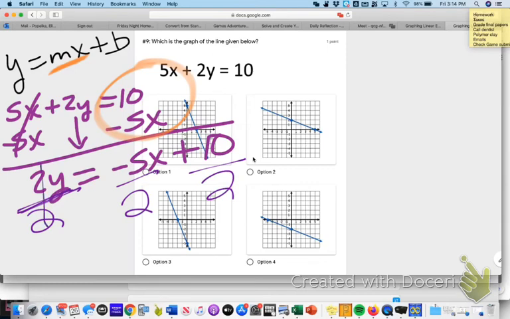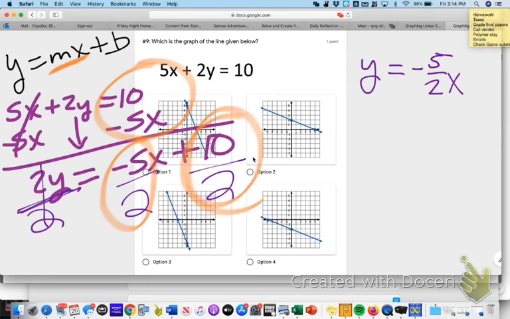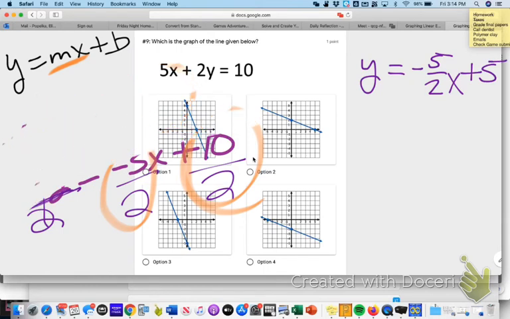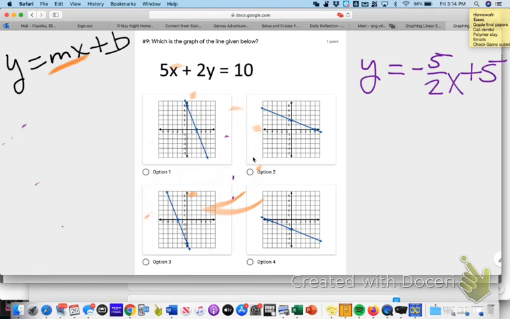So if this cancels, that's going to leave me with the y by itself. And then this part right here becomes the slope, which is a negative 5 over 2x. And then the y-intercept is going to be 10 divided by 2, which is 5. So now that we've got it in slope-intercept form, let me clear all this out of the way so that we can see which one is going to match.